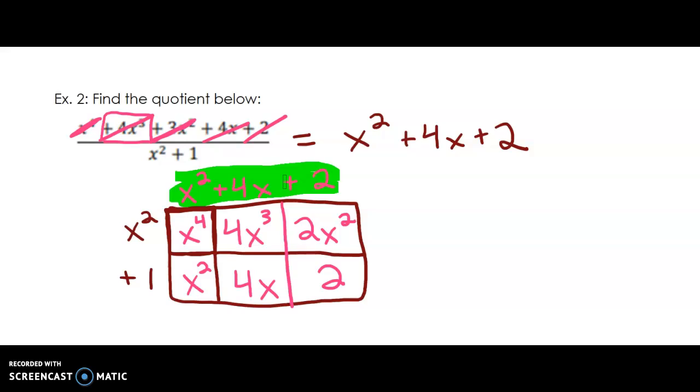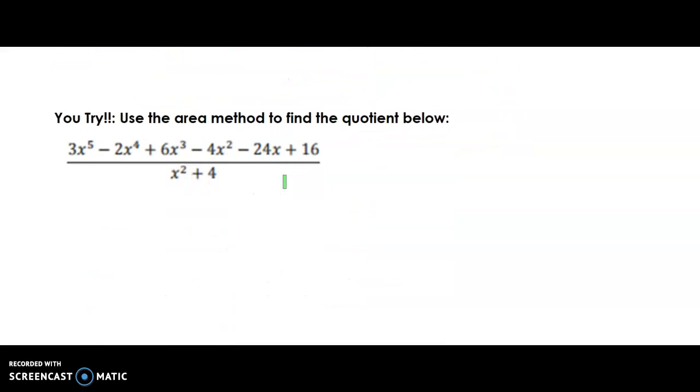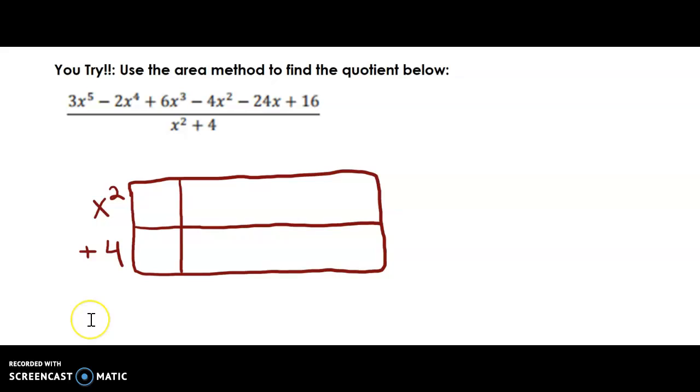Okay, I'm going to have you guys go ahead and try one on your own. This looks complicated, but again, we are doing the exact same process. Here, let's go ahead and just start with setting up our area model. All right, should look something like this, putting that factor on the outside of my area model so I can fill in this first term.